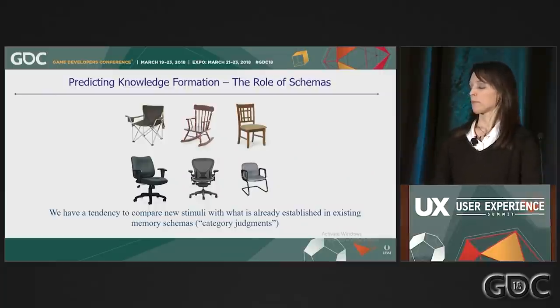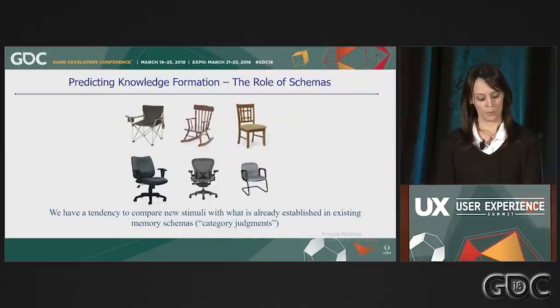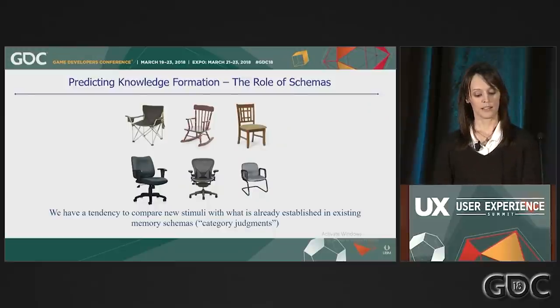I'm thinking you can probably guess which chair is the favorite of my students, and I will give you a hint. It's in the top row and on the far left, and that is one they repeatedly enjoy sitting in. Now, we might be surprised to find that top left chair in a game like the Stanley Parable. Well, it's the Stanley Parable, so maybe that's a bad example. But we have these models for recognition based on the schemas that we find appropriate for them. And these category judgments can really be useful in terms of knowledge prediction.